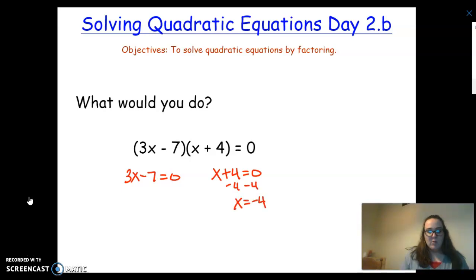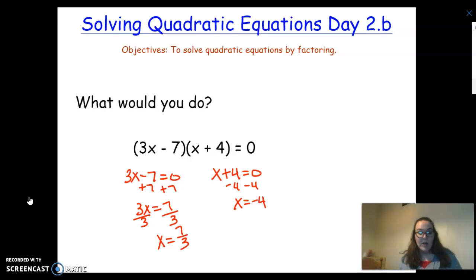So x equals negative 4 for one of them. The other one here, I have 3x equals 7. 7 is definitely not divisible by 3. So, I'm going to leave it as 7 over 3. Okay? You cannot write it as 2.6666. I will not accept that. Leaving it as 7 over 3.